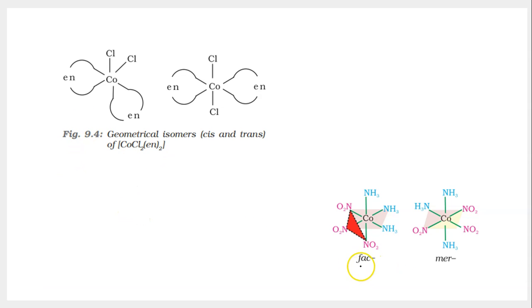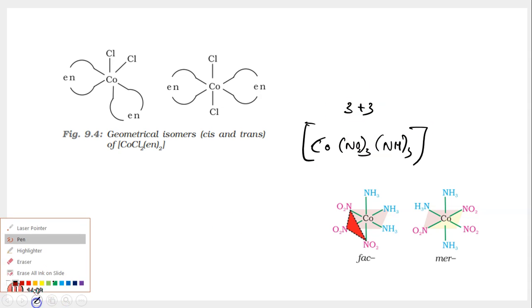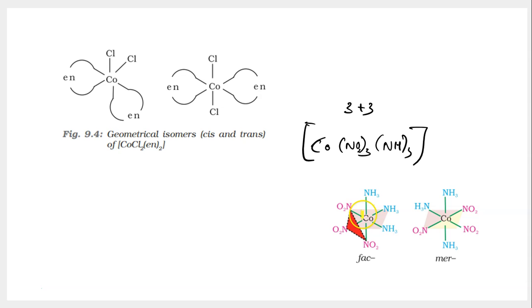Alright, so observe, you are talking about a complex wherein you are having cobalt acting as a central atom and you are having NO2 taken 3 times, you are having ammonia taken 3 times. This is your complex, right? So this basically is a 3 plus 3 arrangement of ligands. In this, you might take the central atom like this at the center, and you might arrange 3 ligands of same type adjacent to each other in an octahedron, or you might also choose to arrange 3 ligands of same type non-adjacent to each other.